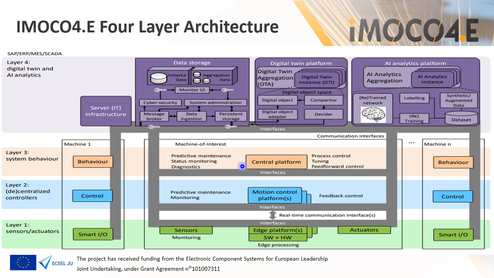And finally, layer 4 is the digital twin layer of the IMOCO architecture. And this is where, for the want of a better analogy, what is represented in layer 4 is a complete digital representation of what happens in layers 1, 2, and 3. That's the long-term goal of digital twin technology as it evolves over the coming years. So that is a review of the IMOCO 4-layer architecture.